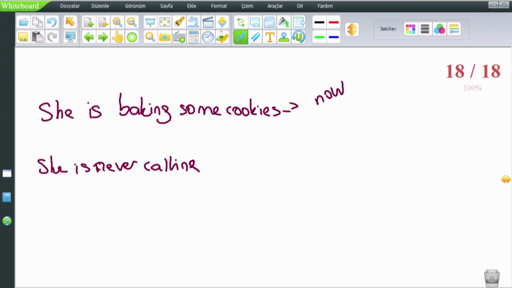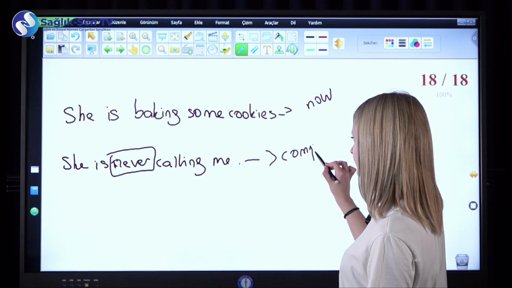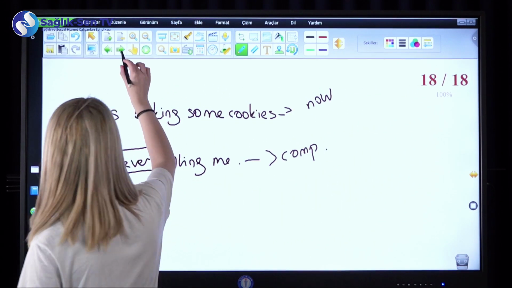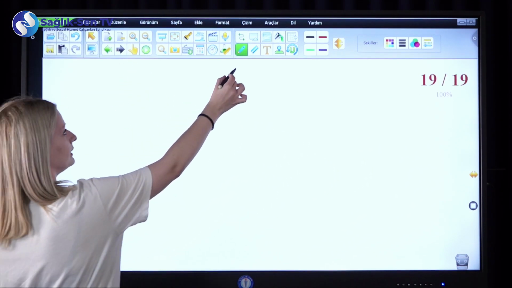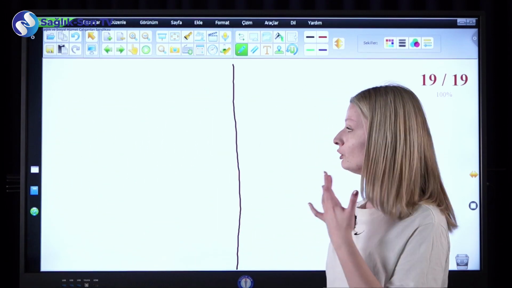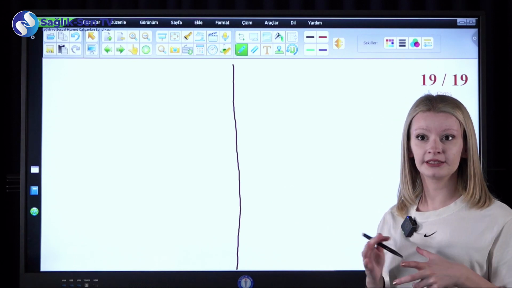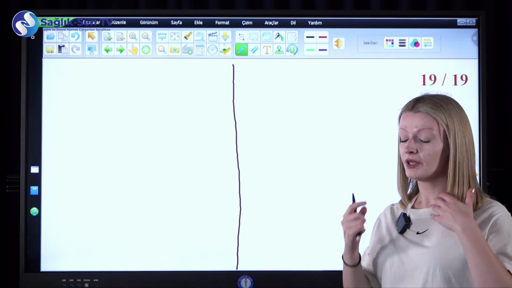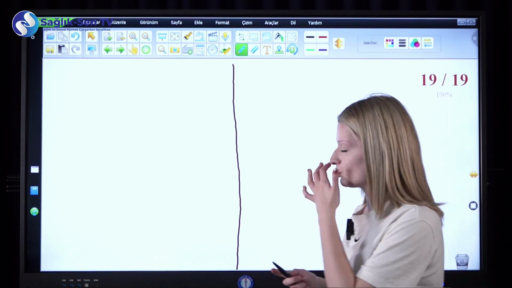She's never calling me. In this one, again, you can see the complaint we're talking about. Okay, now let's look at the differences between present simple and present progressive. How are we going to differentiate between them?